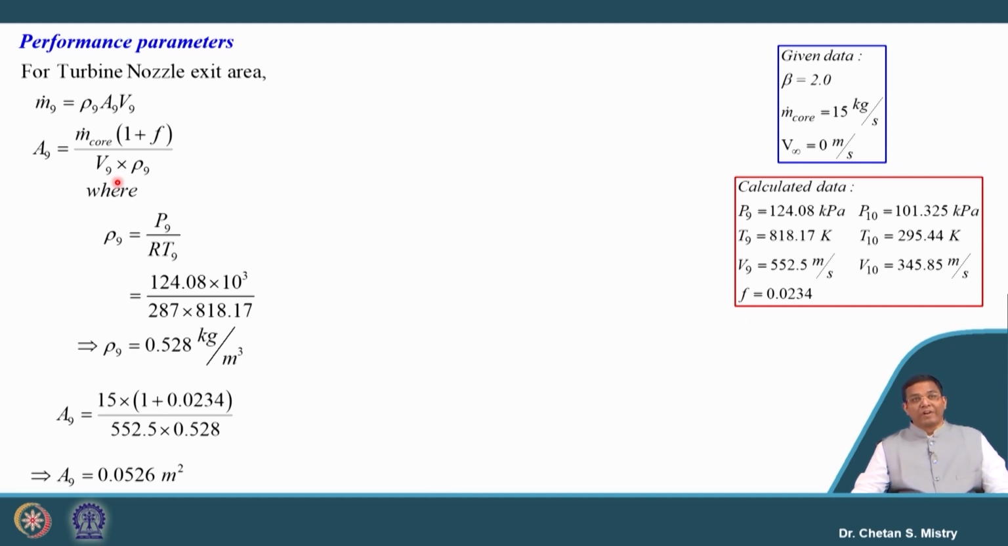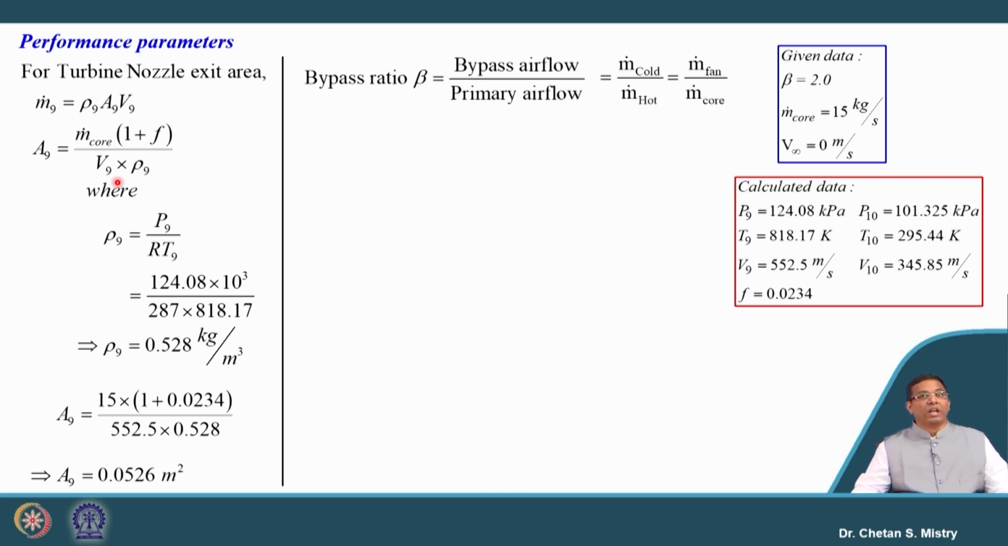Okay. Now, let us try the exit area calculation for the fan. What will be my mass flow rate here? This mass flow rate is m dot 10. What is that m dot 10? It is nothing but the bypass air that is passing through my fan. So, what we know is my bypass ratio, which we write as m dot fan divided by m dot core. So, we need to have our m dot fan. This m dot fan is beta into m dot core. Since my bypass ratio is 2 and my core mass flow rate is 15, we can say our fan mass flow rate is 30 kg per second.